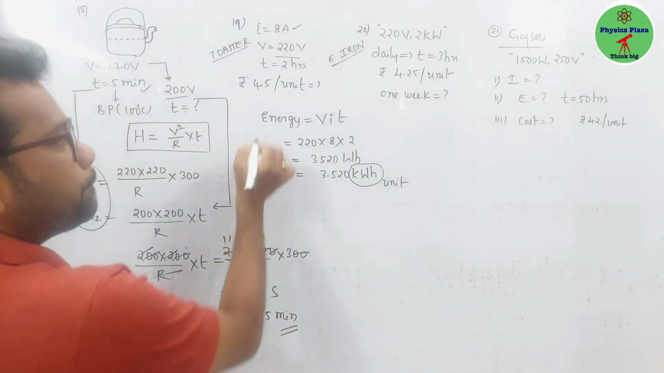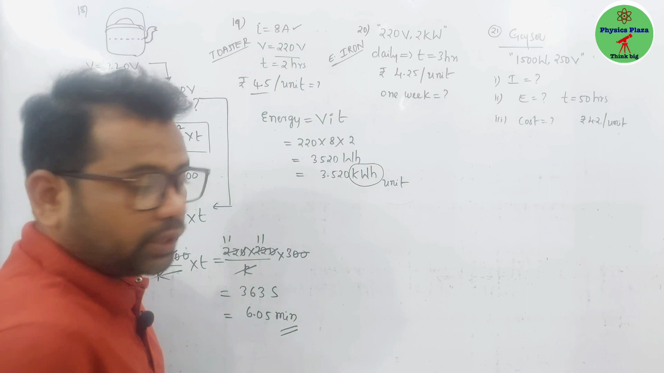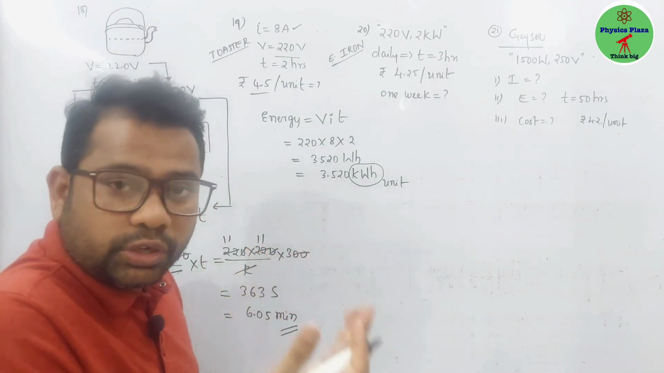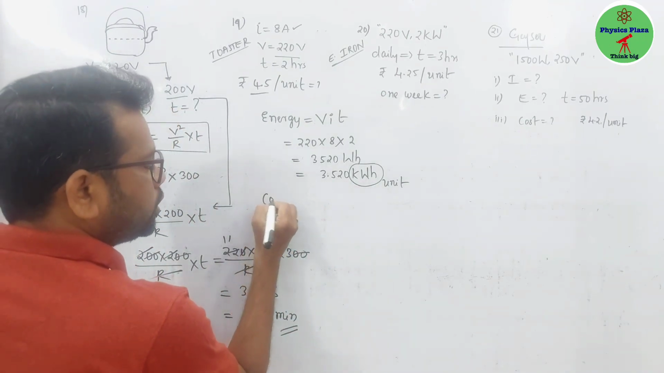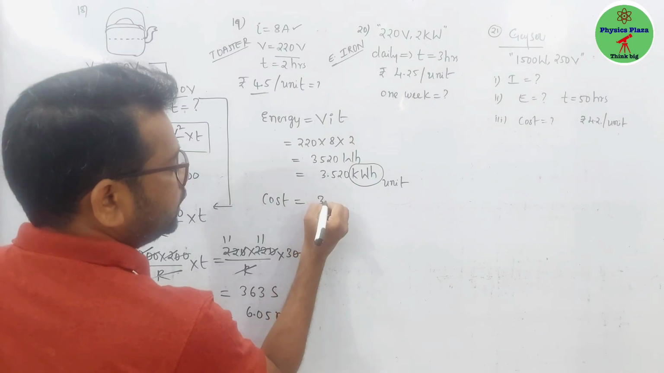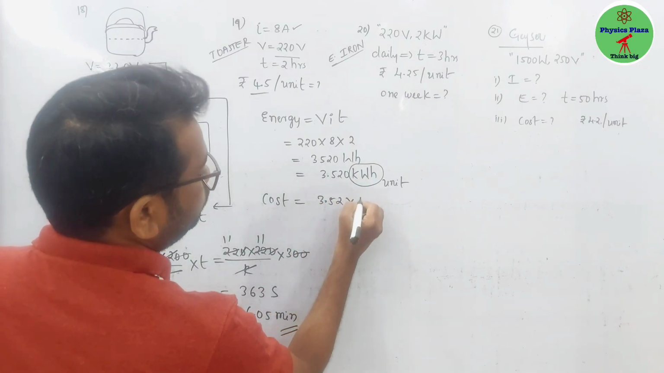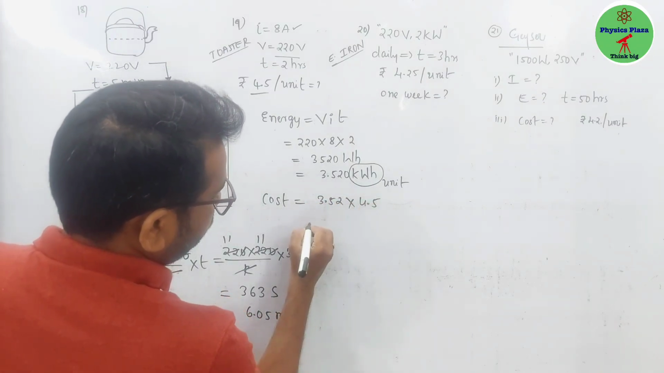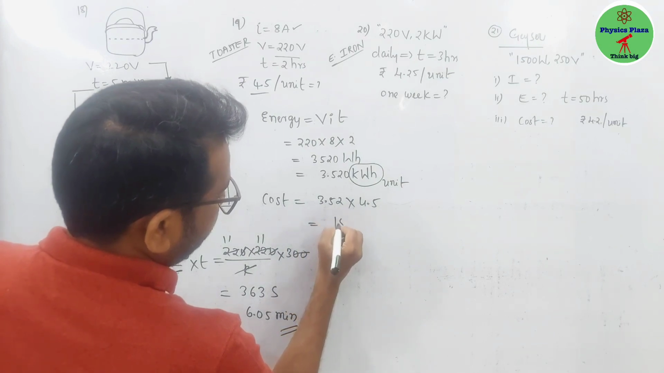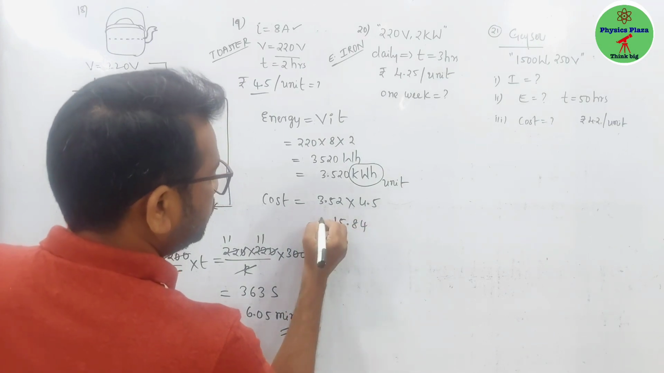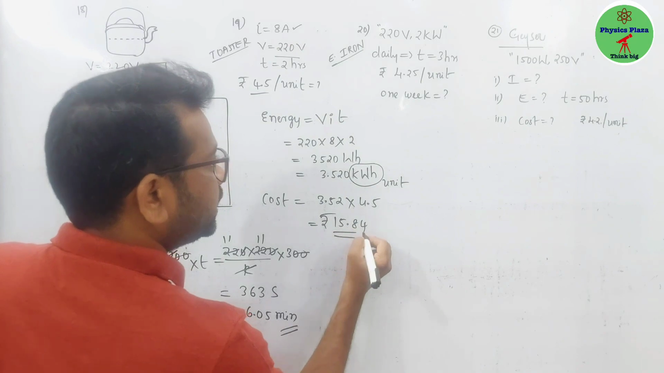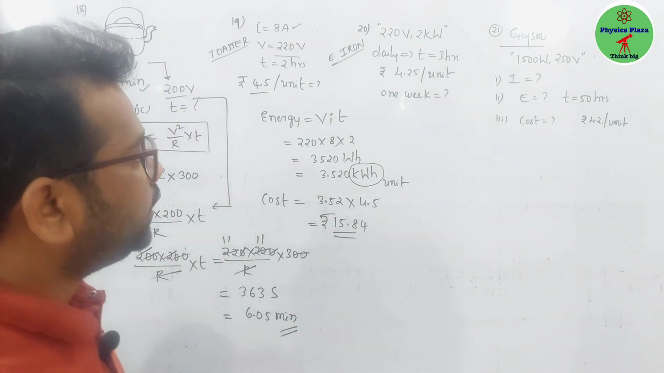Now they said that per unit is 4.5 rupees. Then for these 3.52 units we consumed, the cost is equal to 3.52 into 4.5. So this is going to be 15.84 rupees. Clear? Fine.